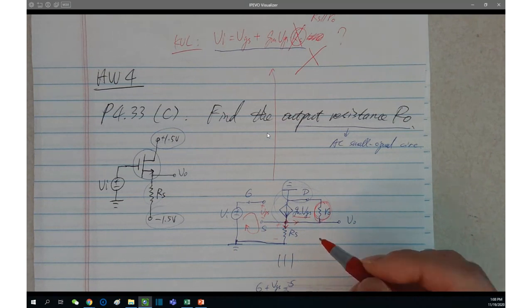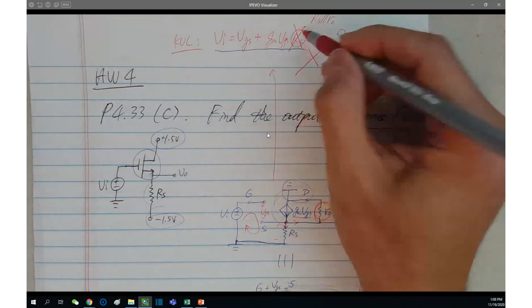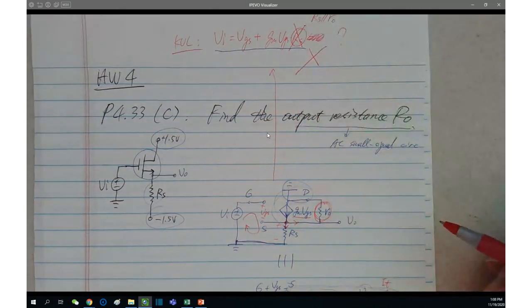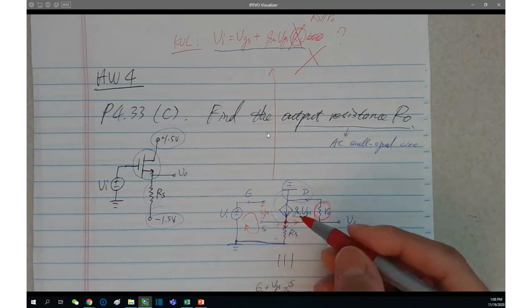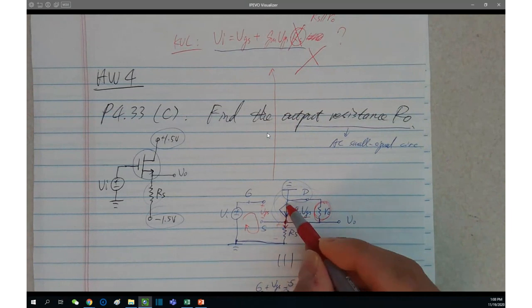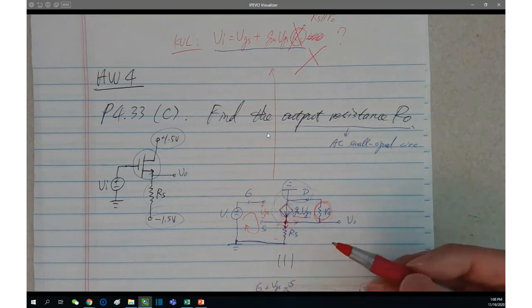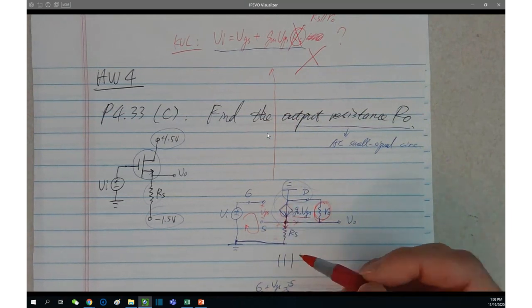That's why here is not right. Does it make sense? That's pretty much a KCL here. You need to take a look at the circuit, okay? The current of the dependent source, does it completely go through RS or not? Because it doesn't in this particular case.